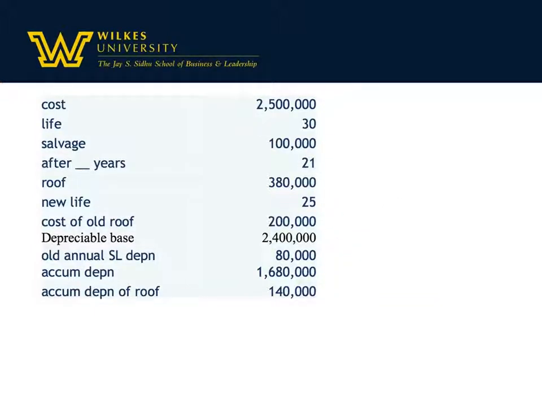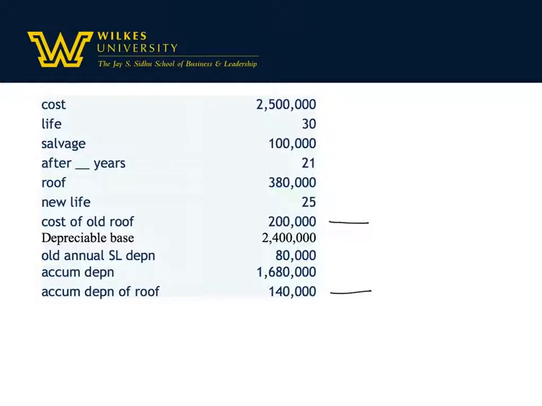So if we think about what we have, we've got the roof on the books at $200,000. So we certainly have to get that off. So we want to make sure we credit building for $200,000. We want to debit accumulated depreciation for $140,000 to get that off the books. What do we do with the other $60,000? Well, at this point, it's the same thing as if we had sold it as an asset. We would be taking a loss on the sale.